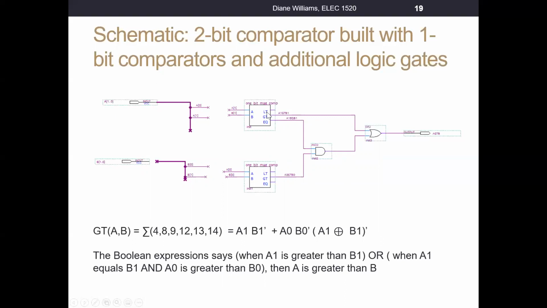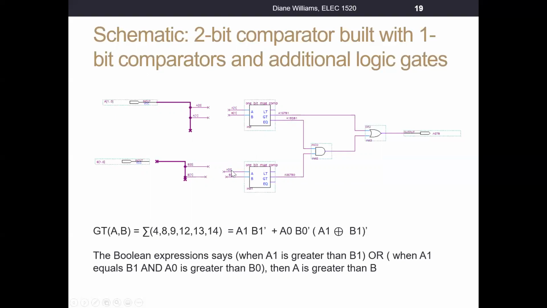So this is going to give us the results, right? This output, if we connected to this, would tell us when A1 is less than B1. This output GT tells us when A1 is greater than B1. So I name that wire A1 GT B1. This output tells us when A1 equals B1. So I name that wire A1 EQ B1.